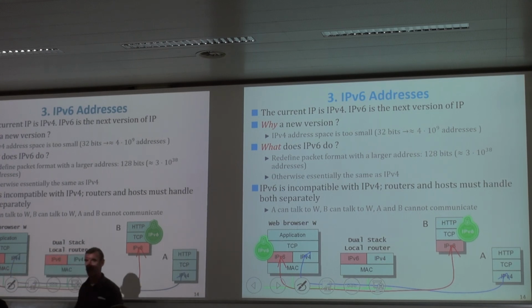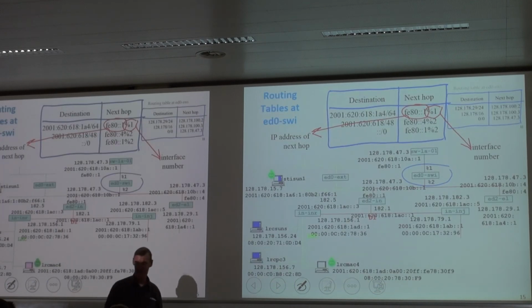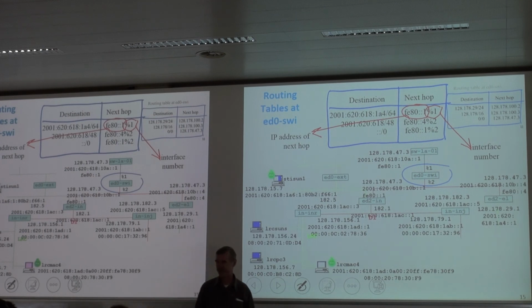Right? Native communication will not be possible. That's the first bad news, or good news, because it makes the transition to IPv6 a bit tricky. So it's good news for communication systems engineers.